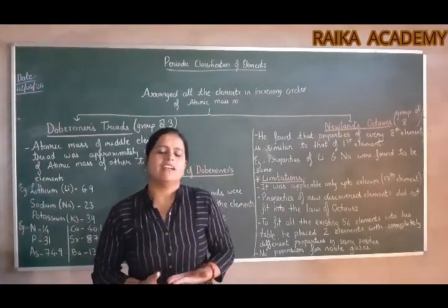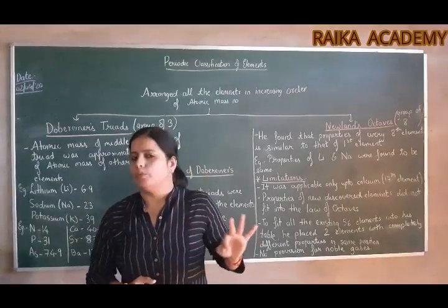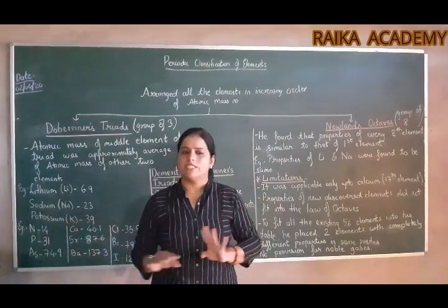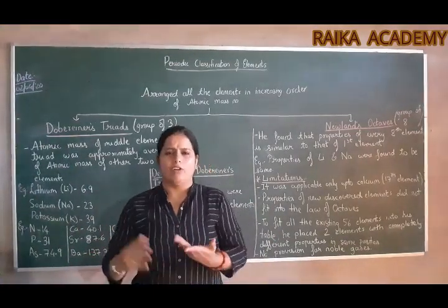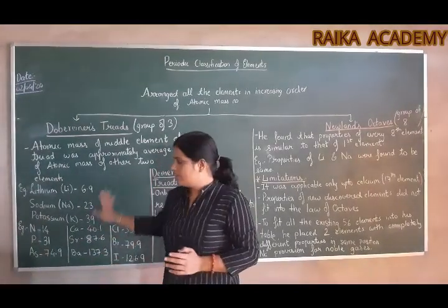Yes, और demerits हमें क्या मिले उनके कि only 3 triads, तीन के जो ग्रुप उन्होंने बनाए थे, only 3 triads were following this law, other elements were not following this law, and that is why this law was not applicable, or I should say couldn't be carried out further. Okay, so this is about Doebereiner.